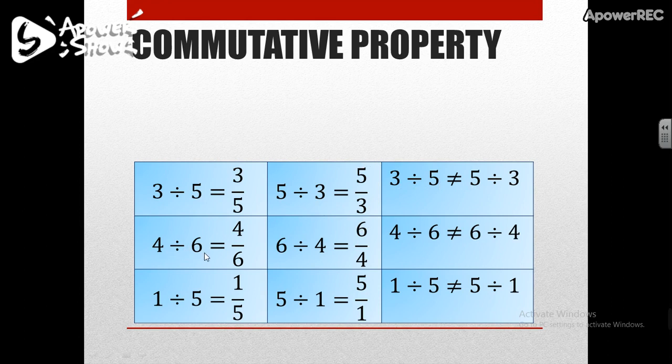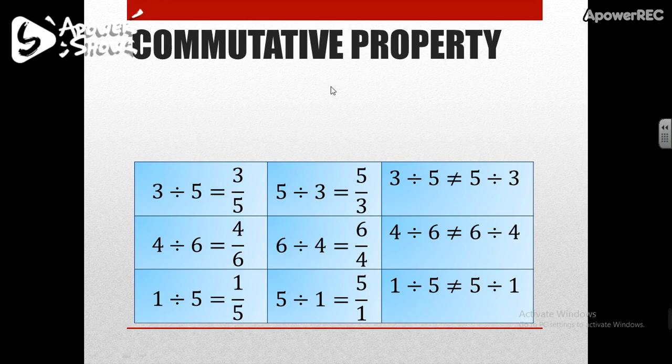Similarly, 4 divided by 6 equals 4 by 6, and 6 divided by 4 equals 6 by 4. Again, these two numbers are not equal, which means 4 divided by 6 is not equal to 6 divided by 4. Now I am dividing 1 by 5. So after dividing 1 by 5, I am getting 1 upon 5, and here I am dividing 5 by 1. After dividing, I am getting 5 upon 1, or you can say 5. And you know that 5 is not equal to 1 upon 5, which means 1 divided by 5 is not equal to 5 divided by 1.